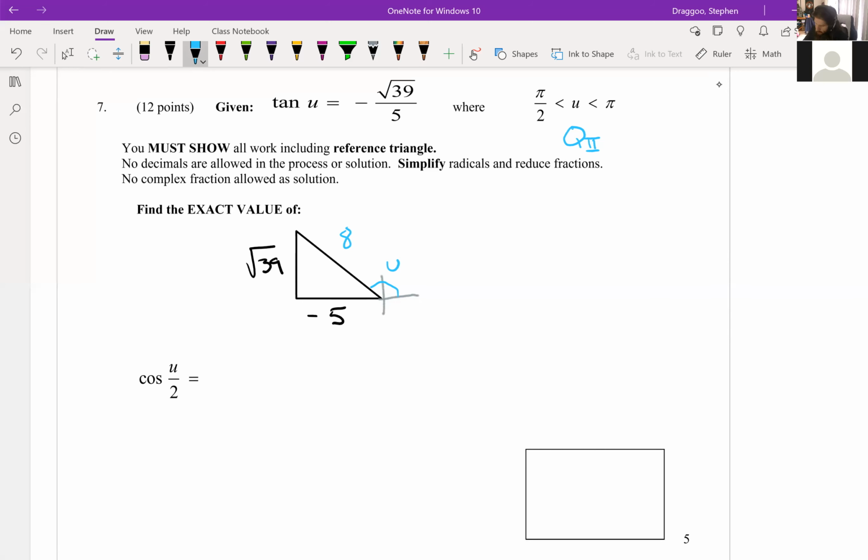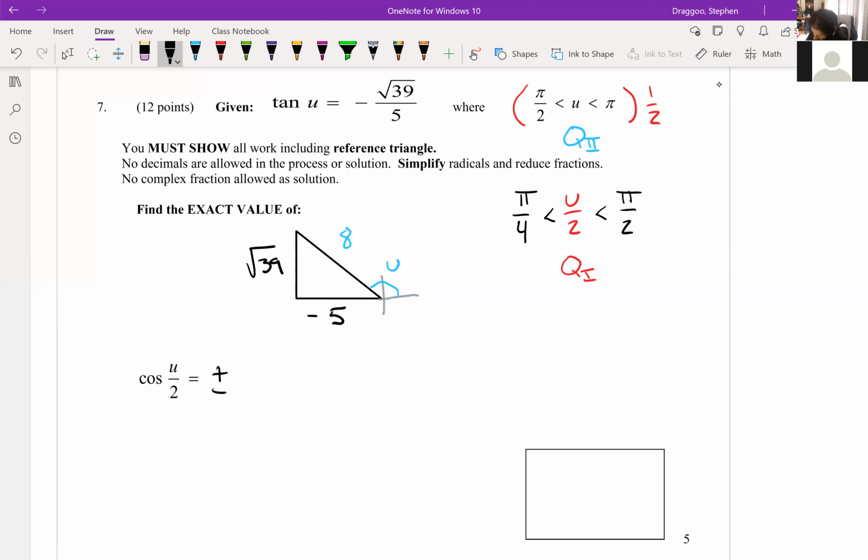So we're also going to need the quadrant of u over 2. So if we multiply that inequality by 1/2, we get pi over 4 on the left and pi over 2 on the right, with u over 2 in the middle. Meaning that u over 2 is in quadrant 1. So I think that's enough information for us to go solve for the cosine of u over 2.